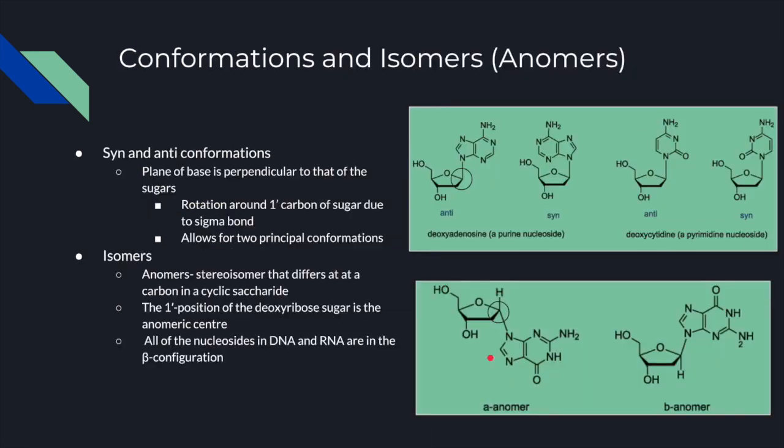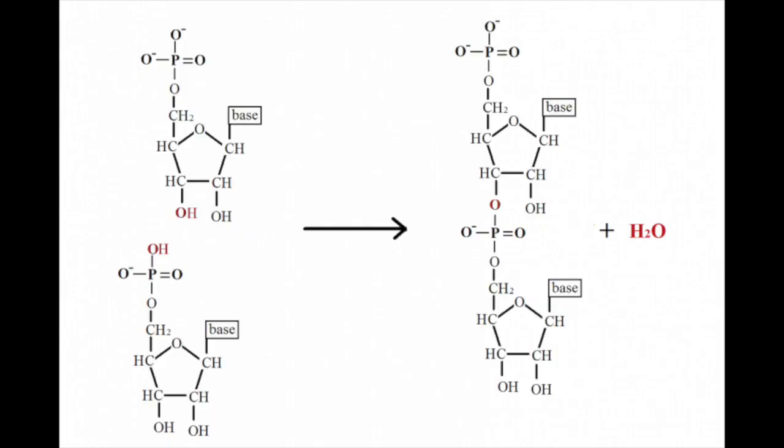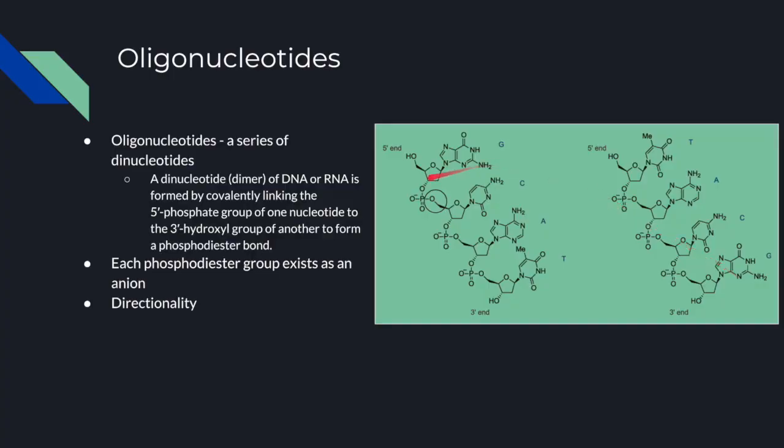A sigma bond around the 1' carbon of the sugar allows for rotation in the structure of nucleic acids. This means they can be found in two different conformations, either as an A anomer or a B anomer. DNA and RNA always have nucleic acids in the B conformation. Oligonucleotides are a series of dinucleotides. A dimer of DNA or RNA can be covalently linked with a phosphodiester bond between the 5' phosphate group of one nucleotide and the 3' hydroxyl group of another. This gives a chain of nucleotides directionality from the 5' to the 3' ends of the sequence.